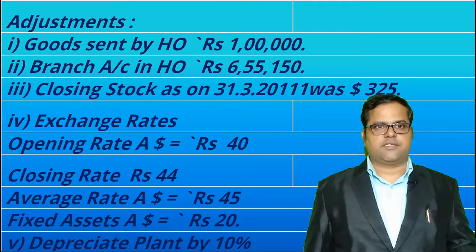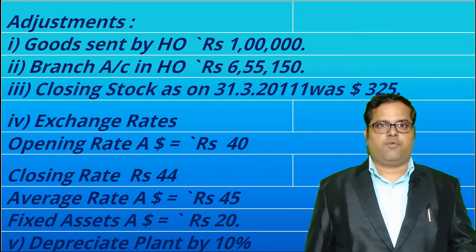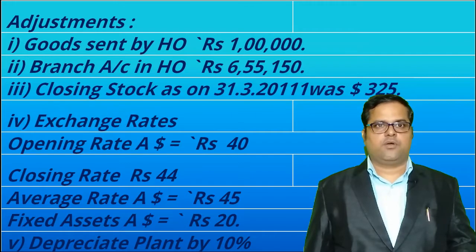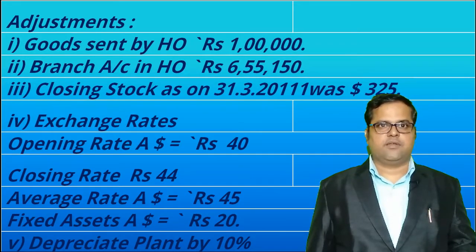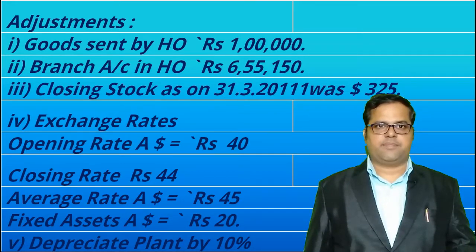4. Exchange rates. Opening rate is given as 40 rupees for $1. Closing rate as 44 rupees per dollar. Average rate for the year is rupees 45, whereas the rate of exchange against dollar was rupees 20 when the fixed asset was purchased, and depreciate plant and machinery by 10% per annum.